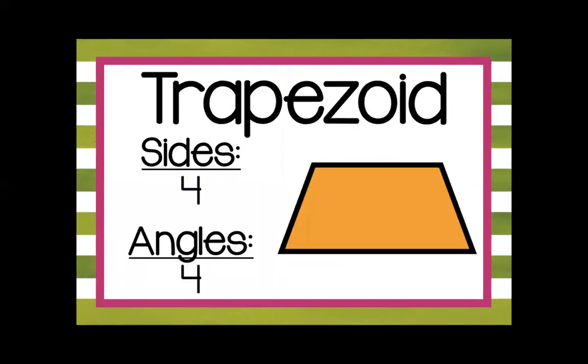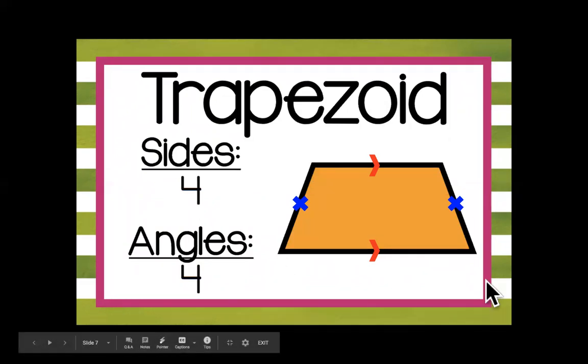But there's one type of quadrilateral that does not have two sets of parallel lines, and that's called a trapezoid. The top and bottom are parallel, but the sides are not parallel. They will get closer together and further apart. In this example, if I were to extend this line up and this line, they'll get closer together. And if I were to extend this down and that down, they would get further apart.